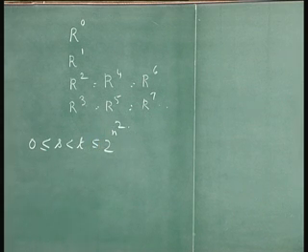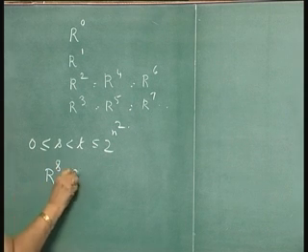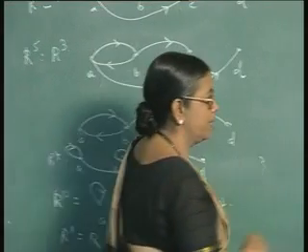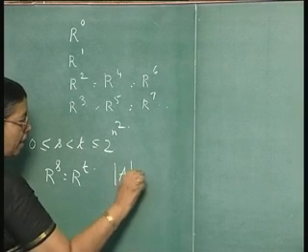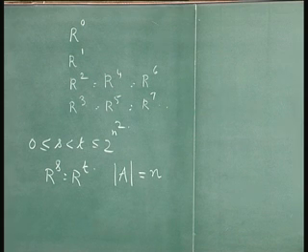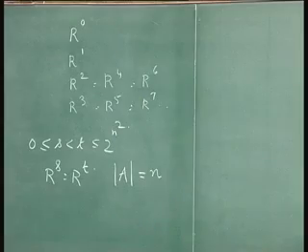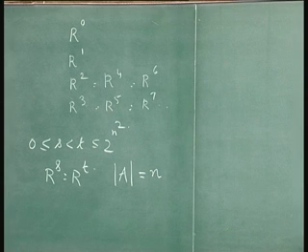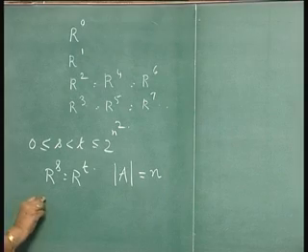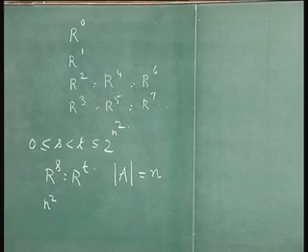For two values S and T, R power S will be equal to R power T, if the underlying set A consists of n elements. R is a relation on A and A has n elements, where n is a finite number. Why this? Because if A has n elements, what is the maximum number of ordered pairs you can have on A cross A? N squared. N squared elements you can have on A cross A.